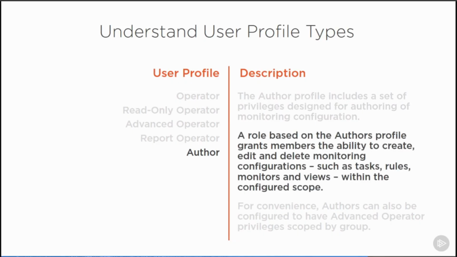But if you give someone an author privilege, that gives them additional capabilities to create, edit, and delete any kind of monitoring configuration there in the authoring pane, not just in the monitoring pane, but in the authoring pane. So this is creating tasks and creating rules and monitors and views within their configured scope. So you do actually constrain down which areas they have the ability to configure those monitors.